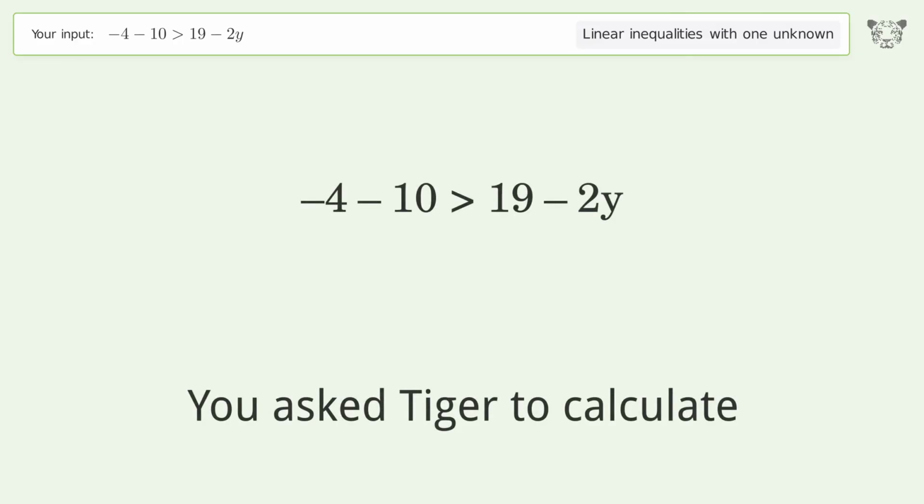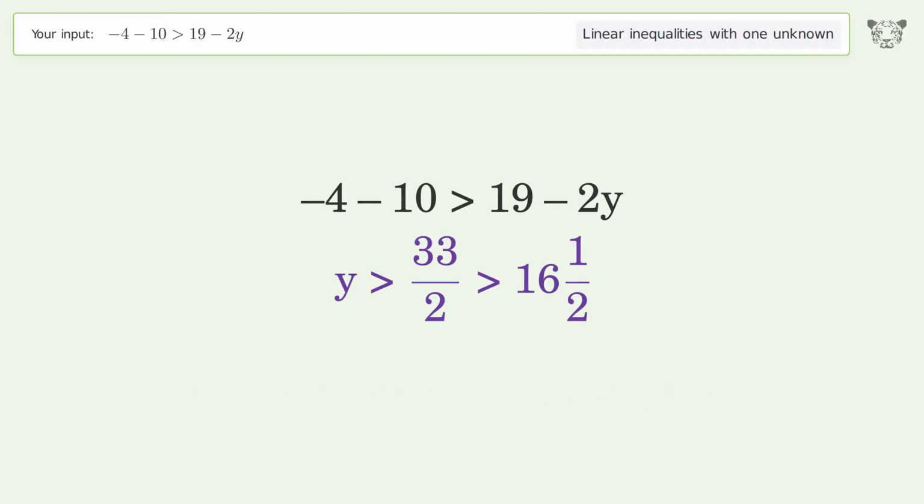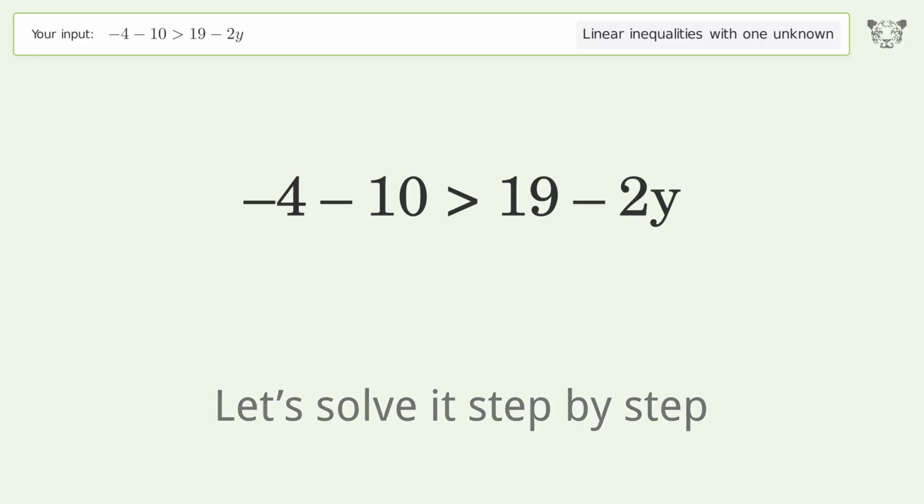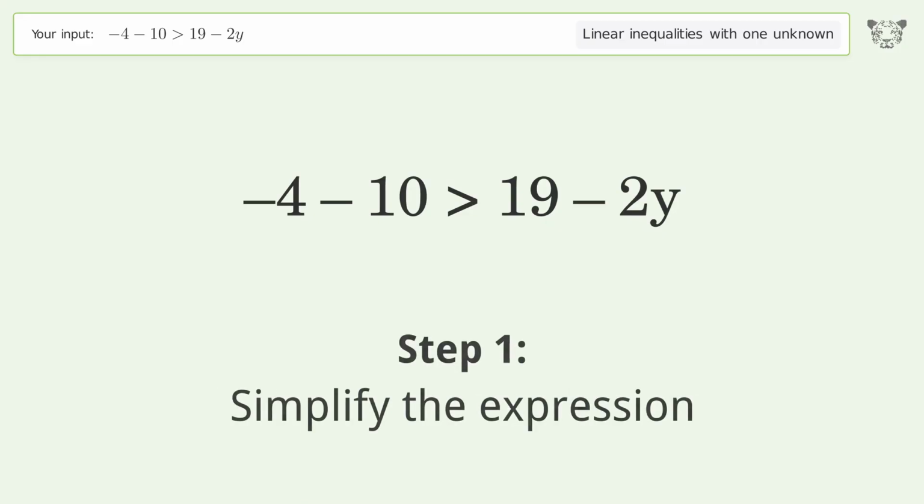You ask Tiger to calculate. This deals with linear inequalities with one unknown. The final result is y greater than 33 over 2 greater than 161 over 2. Let's solve it step by step. Simplify the expression.